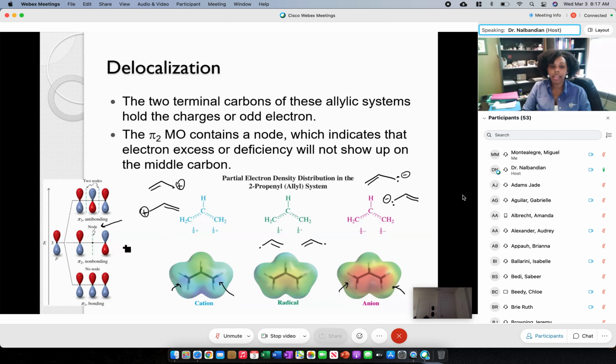And so here, again, we're looking at the node for the non-bonding electrons. Remember what those are. For the radical, the non-bonding electron would be this unpaired electron. For the carbanion, the non-bonding would be these two electrons that are not involved in a bond. They are the lone pair. So our pi2 has that node, and then we have that excess or deficiency of electron density. We don't see it on the middle carbon.